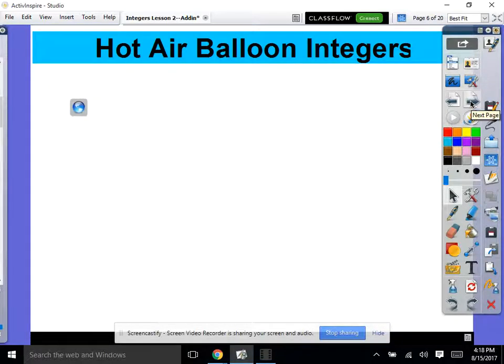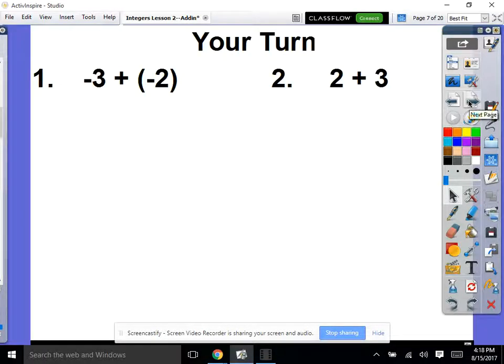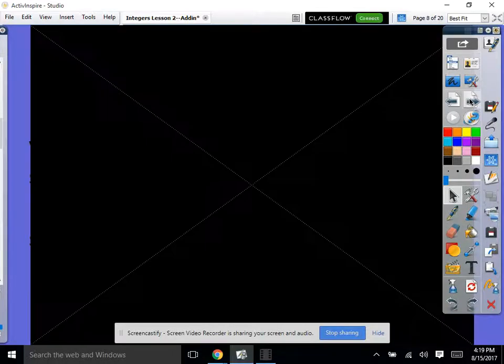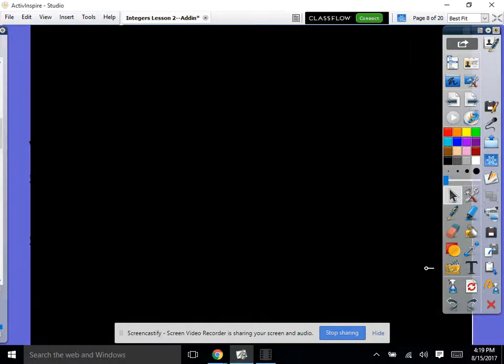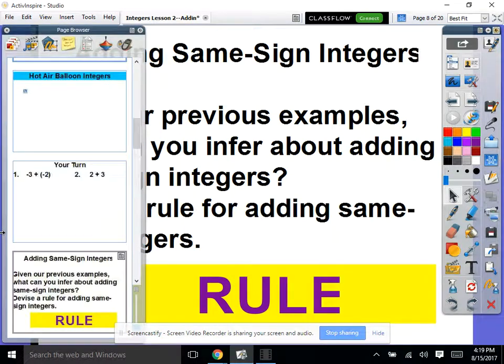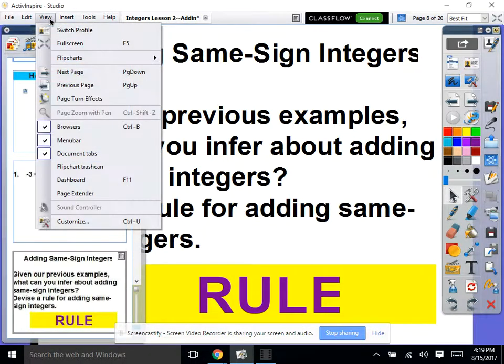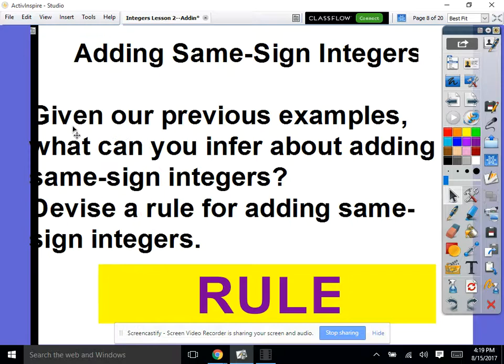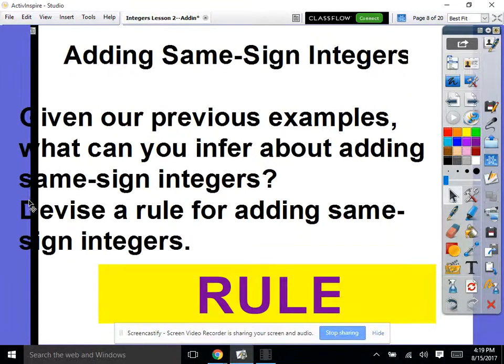Now, the hot air balloon with integers, we're going to look at that tomorrow in class together. These are your turns, so go ahead and work them. You'll have to stop the video, work them out, and be ready to talk about them tomorrow. Let's get rid of these browsers so we don't have that coming out.